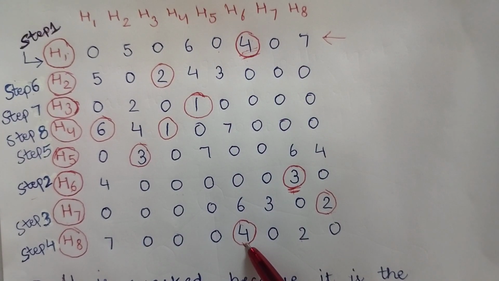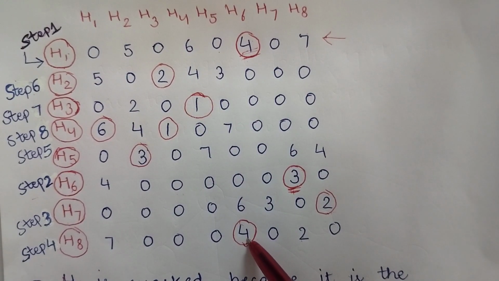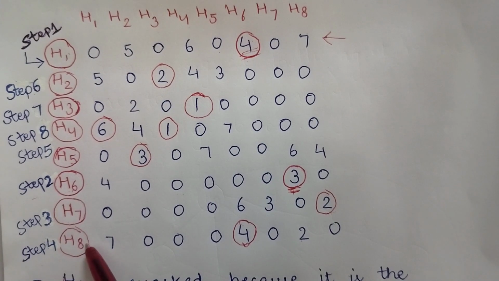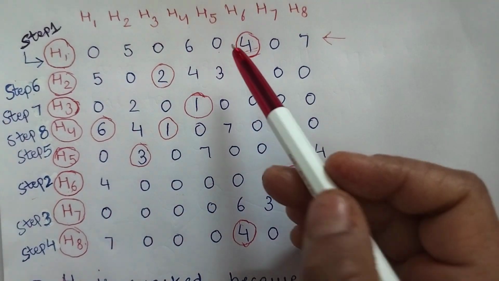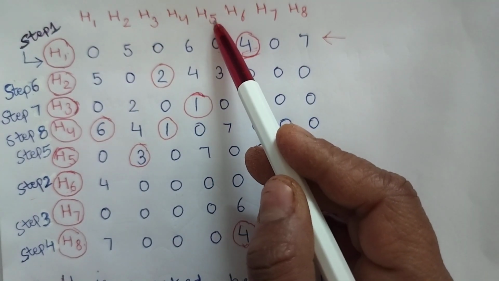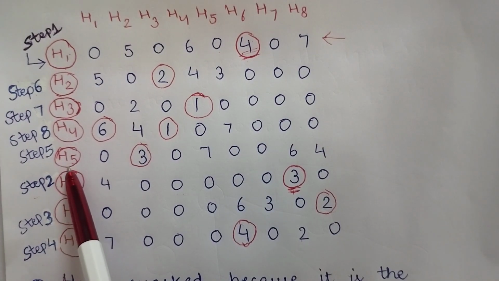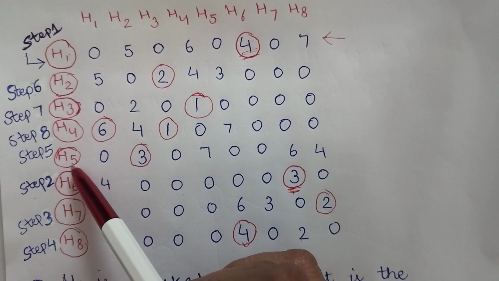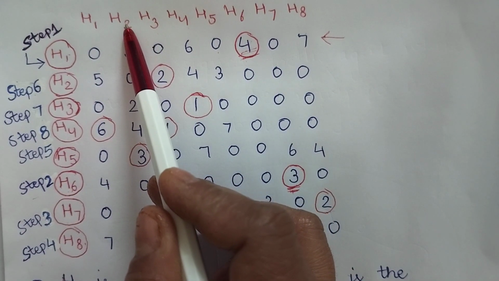Since H6 is already covered, the minimum cost area is H5, which is 4. H6 cannot be considered because we have already covered it in step 2. So from H8 the minimum cost area is H5 and the cost is 4. So now we will find the minimum cost area from H5. That is your step 5. The minimum cost area from H5 is H2, which is 3. So if H2 is the minimum cost area from H5, now we have to find the minimum cost area from H2.